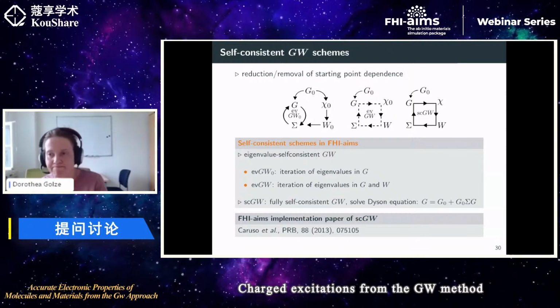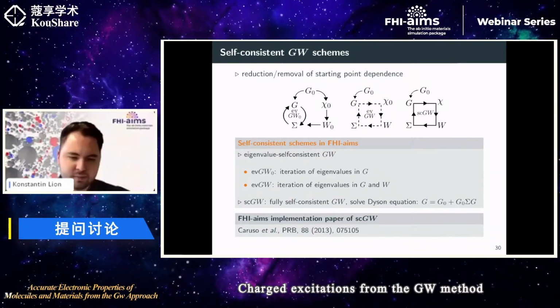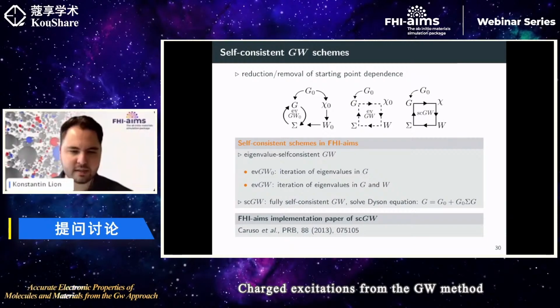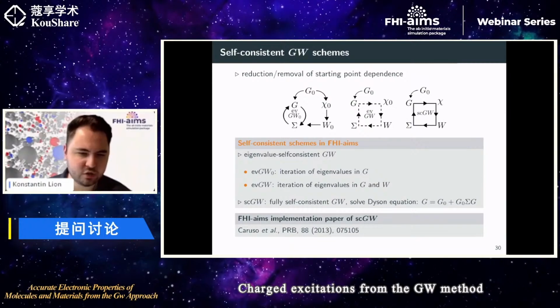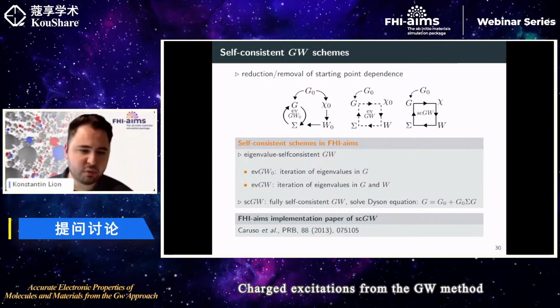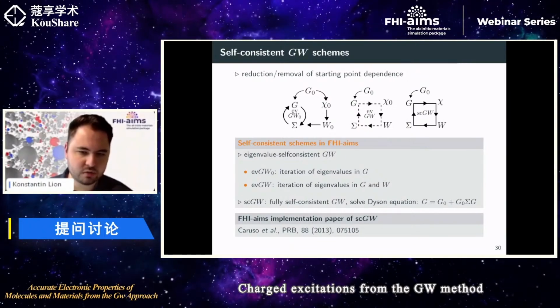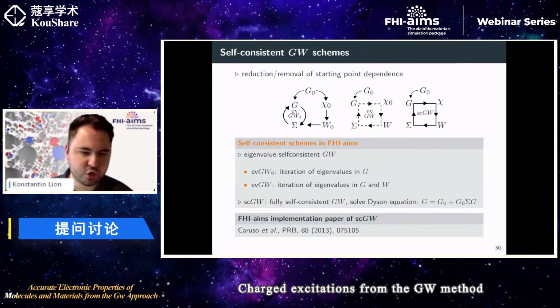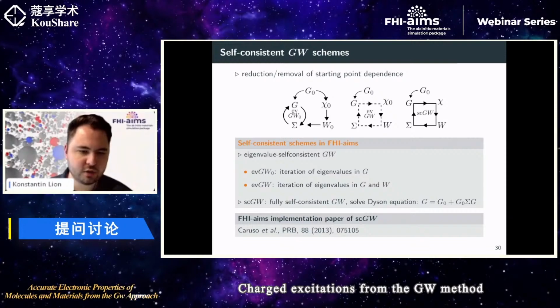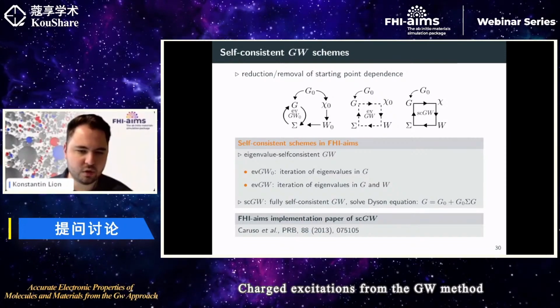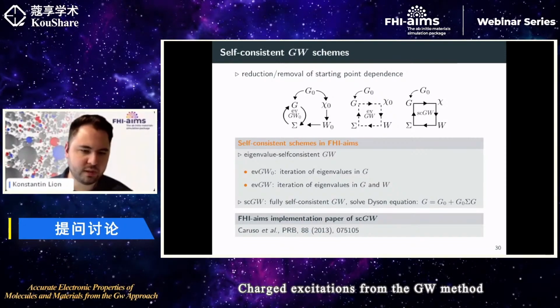Yes, thank you. Then there's another question from Samuel: could you comment on the validation efforts between GW for periodic solids in FHI-aims and other codes, for example Yambo, Abinit, BerkeleyGW, and so on, and the stability of the analytical continuation in general? What is the order of magnitude of the agreement between these different codes?